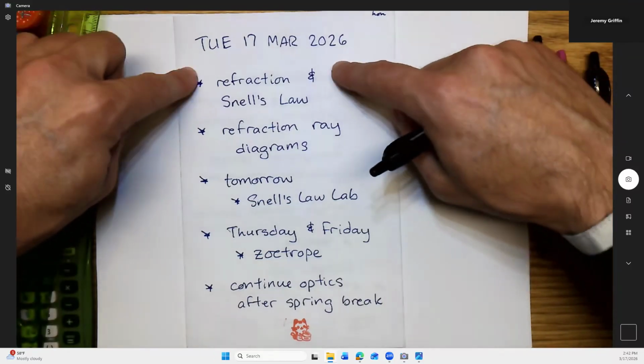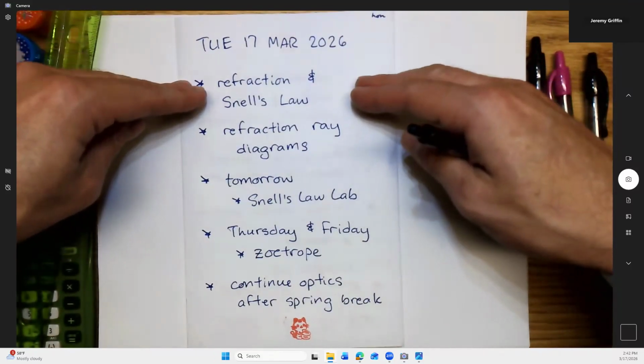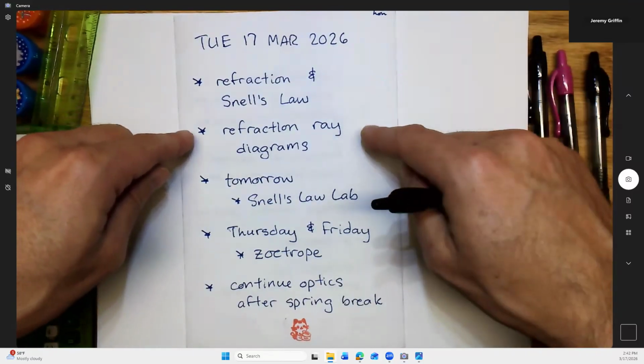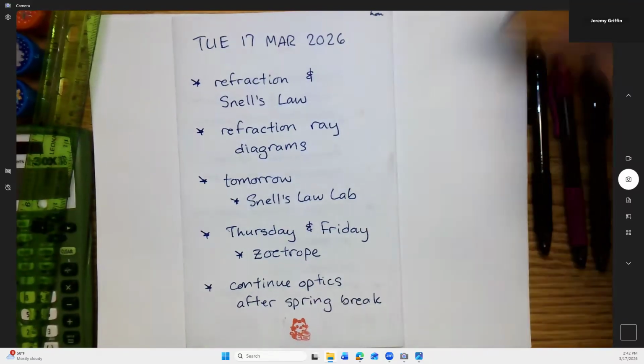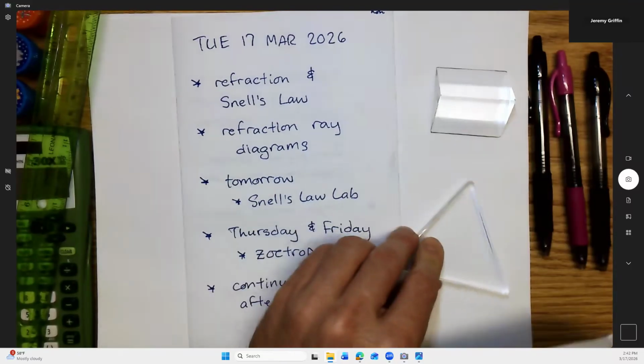Today we're doing refraction and Snell's law, which tells how light refracts mathematically. You guys remember yesterday we did ray diagrams for reflection, like for mirrors? And so today we're doing something similar, except it's going to be for these prisms here. I got all the ones queued up.